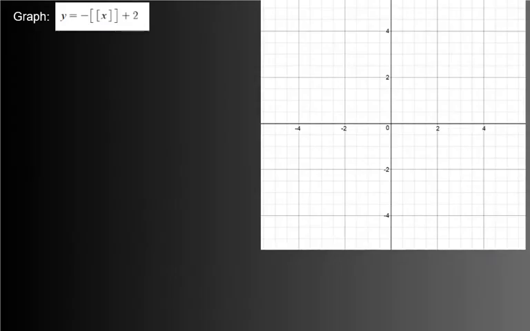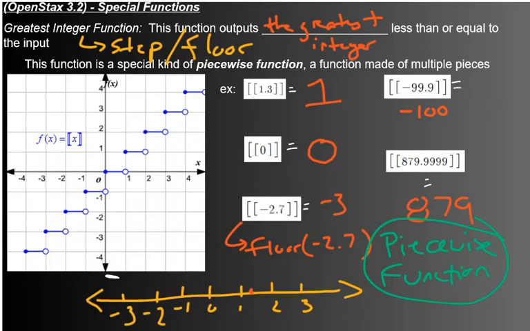I just want to do one more, using the weird step function that we saw over here. I just want to graph one of these just so you see how we can change this graph around.